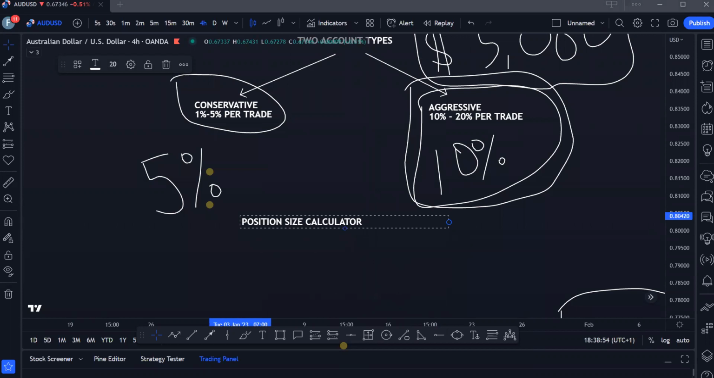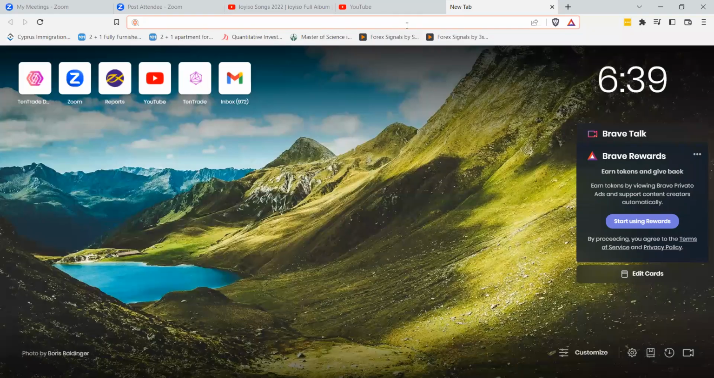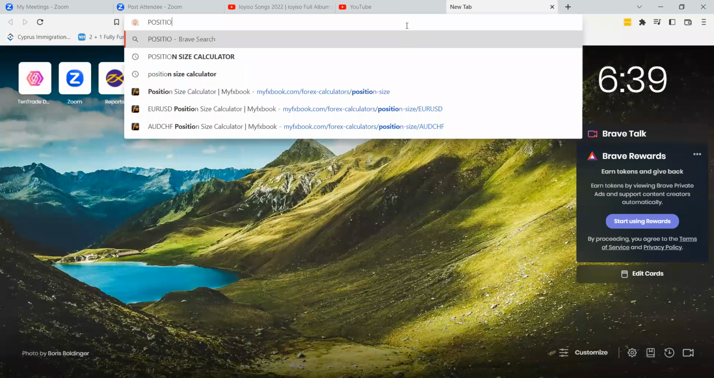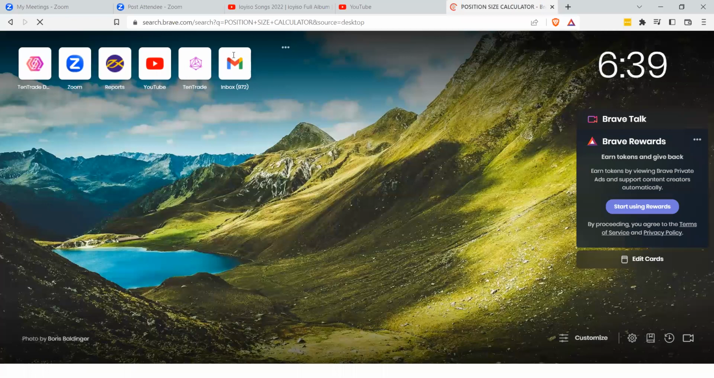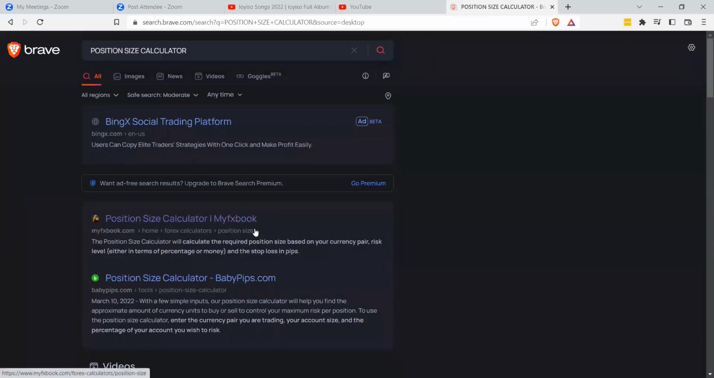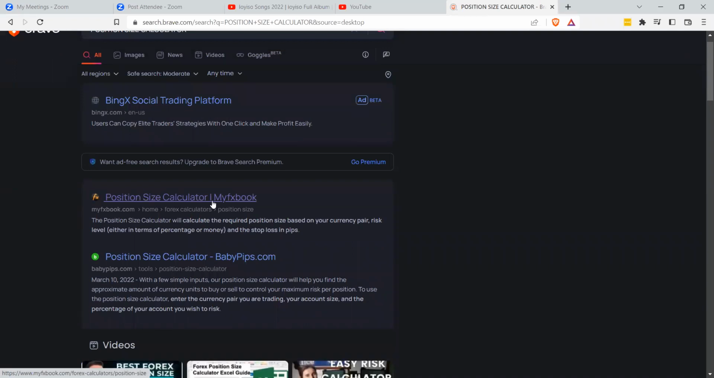Let me share my browser and then use it together. You go to your browser and search for the keyword position size calculator. When you search for it, the first item on the search results is usually a web page on myfxbook. You can see it, Position Calculator, myfxbook. So you click on it.